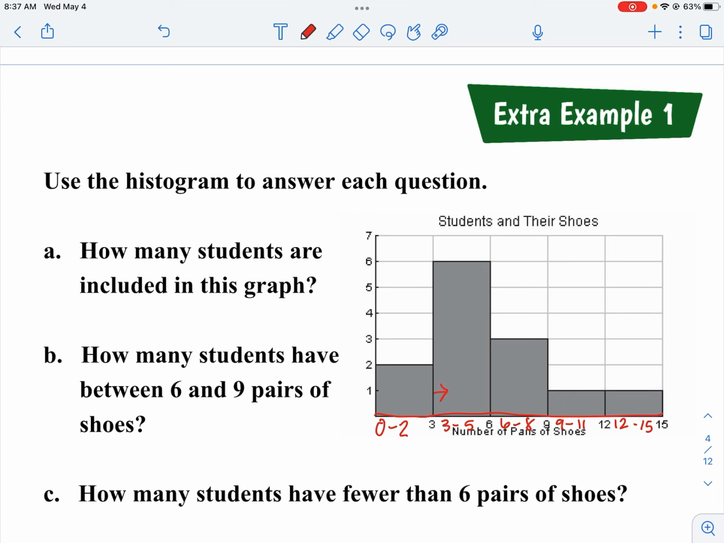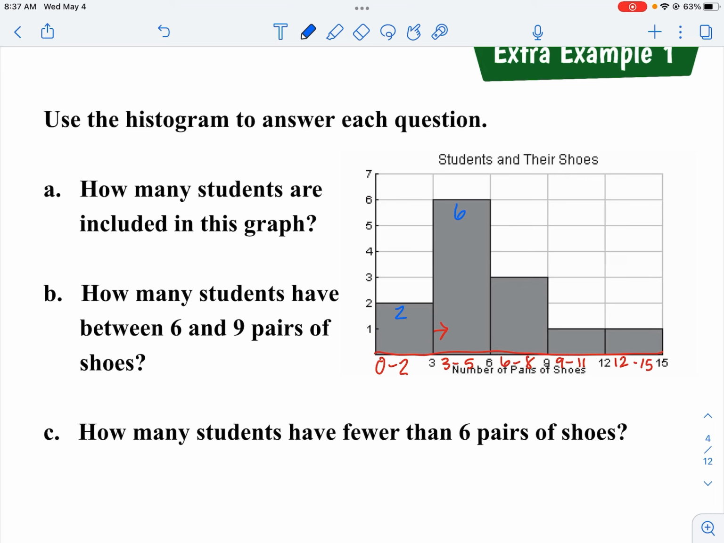Okay, so first it's asking how many students are included in this graph. So I'm going to count. So I have 2 here, 6 here, 3, 1, and 1. Okay, so I need to add those together. 2 plus 6 is 8. 8 plus 3 is 11. 11 plus 1 is 12. And 12 plus 1 is 13. So there are 13 students in this graph.